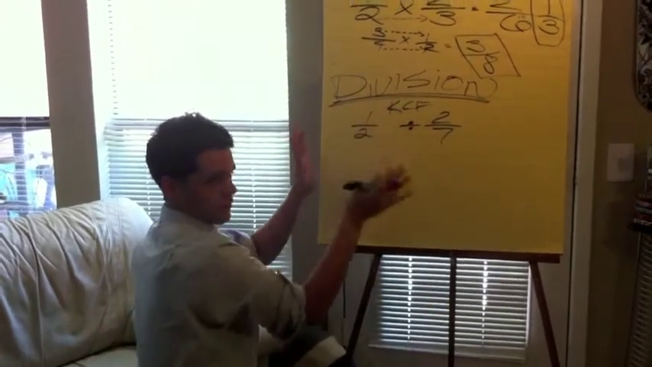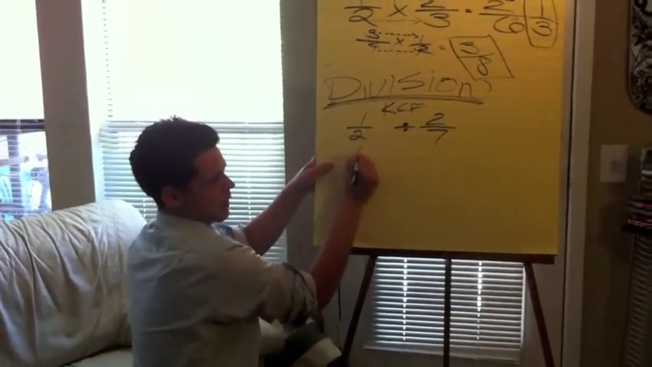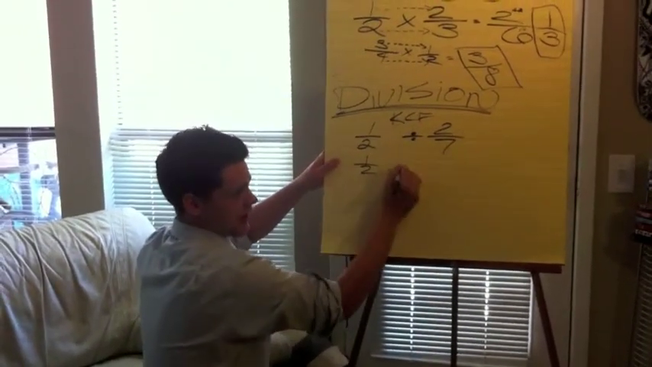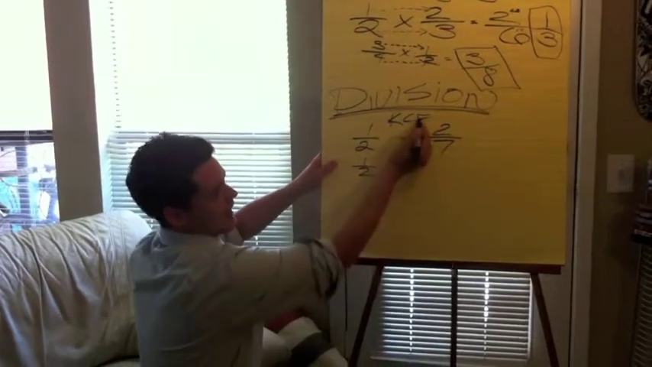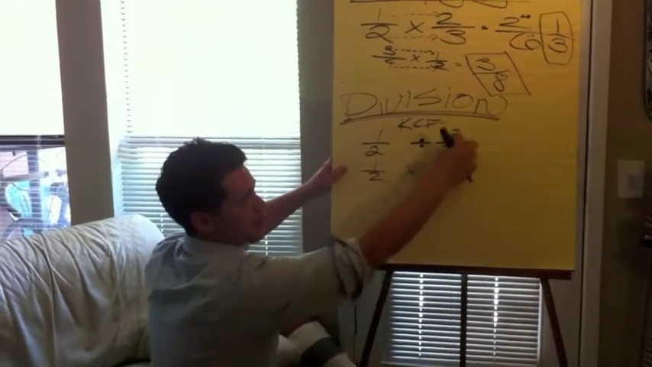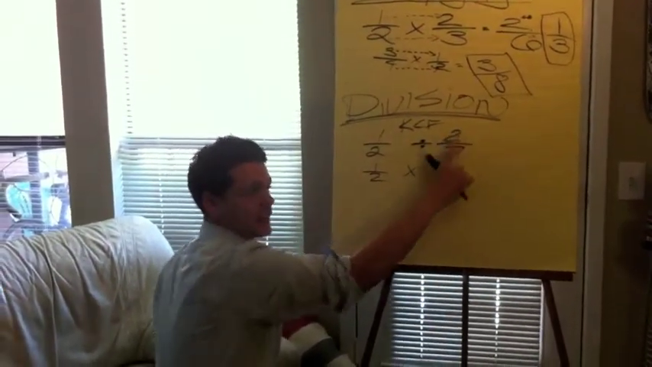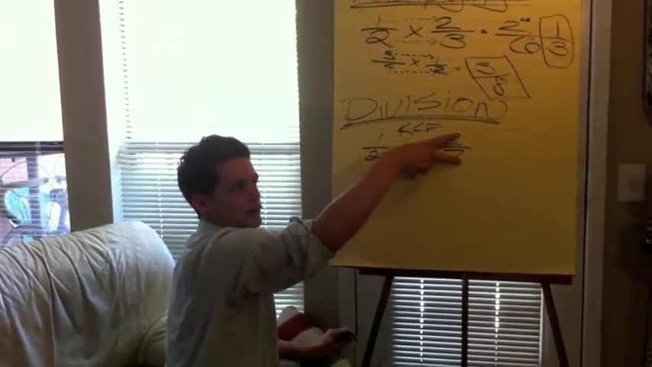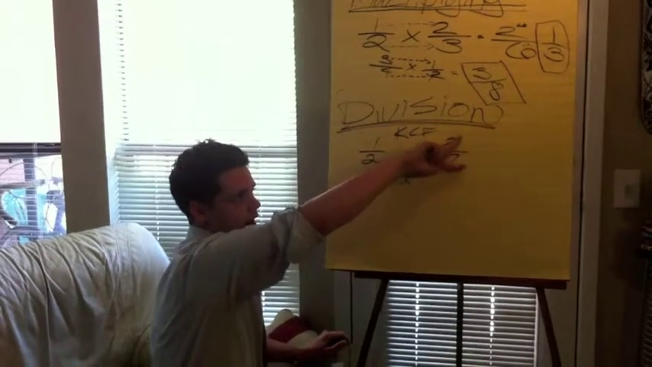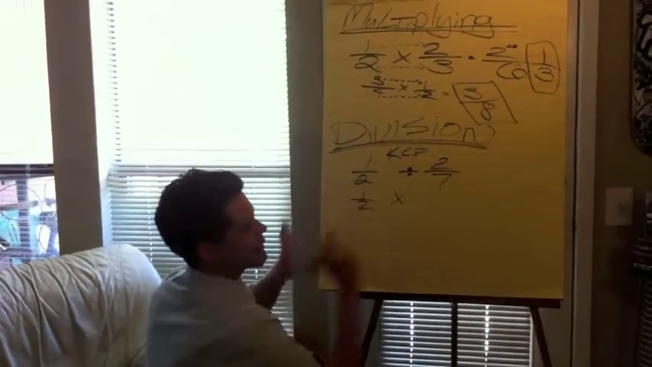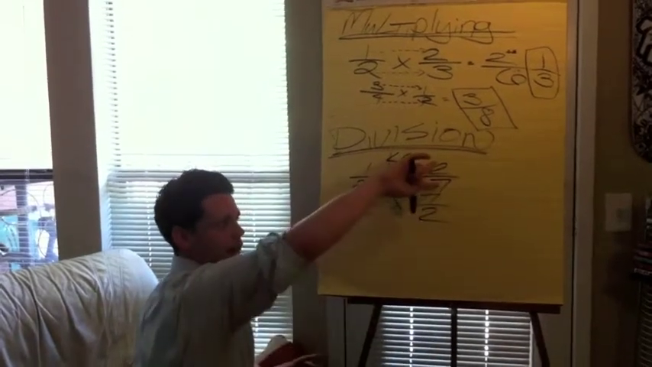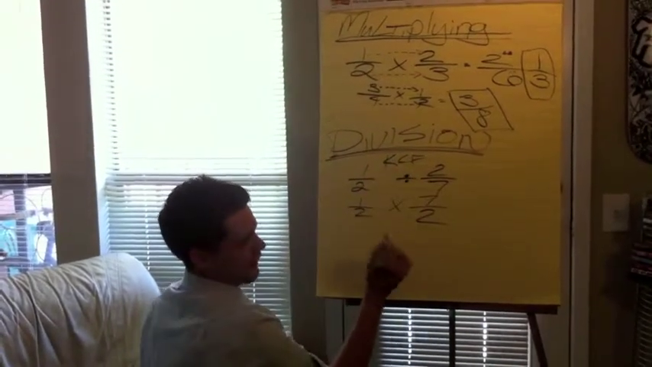Alright, so let me show you. Keep the first one, alright? I'm going to keep it 1/2. C means change the sign to multiplication. And F means flip, alright? So what I mean by flip is you're just going to take the second fraction, just like it sits. And all you're basically going to do is do a little flip-o, and just turn it upside down. That's all you got to do. So all I got to say is 7 over 2. Does everyone see how it flipped? Just like that? And that's all there is to it.